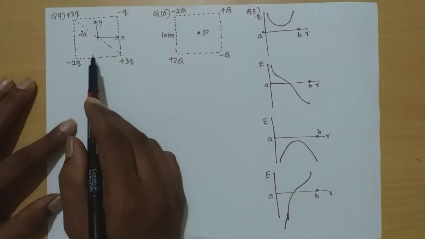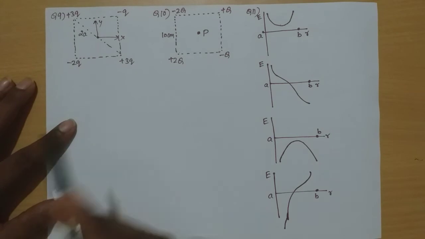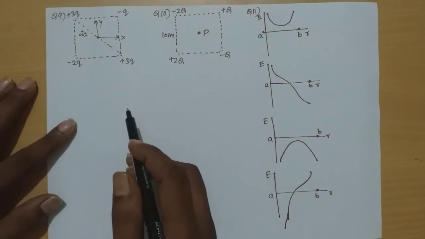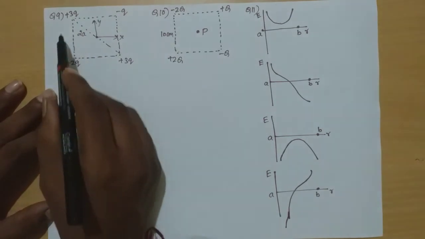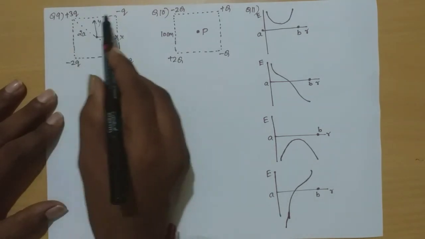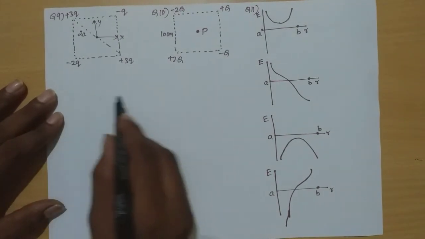In this 9th question and 10th question, they are asking the direction of the electric field. They are not asking the magnitude of the electric field. Okay, see the 9th question here. The charges at the vertices are plus 3q, minus q, plus 3q, minus 2q. Okay, I am redrawing this square.